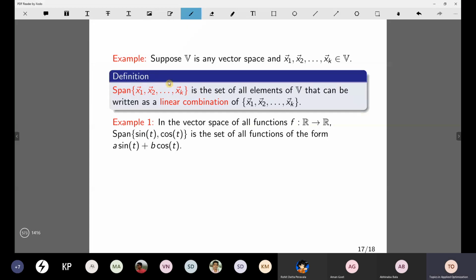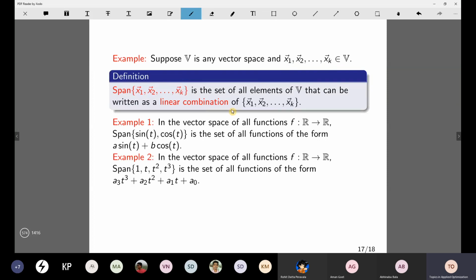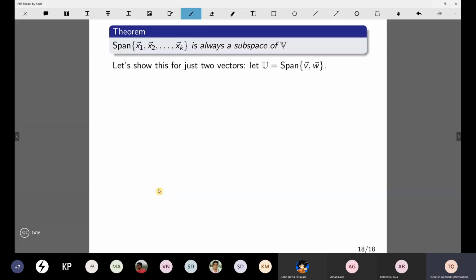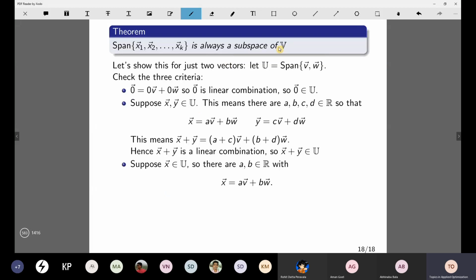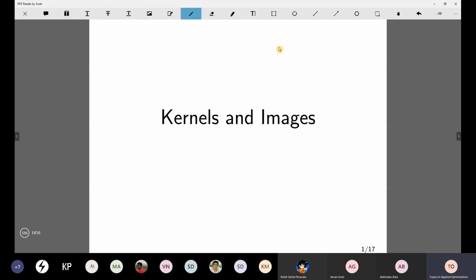We already know about the span. We can take a vector this, and we can make a span of that, and the span itself will form a vector space. You can take a span of these, and this will form a vector space, right? So the space of third degree polynomials, you can generate all third degree polynomials using this. Span is always a subspace of a vector space, so the 3 criteria could be satisfied. You can check this criteria.